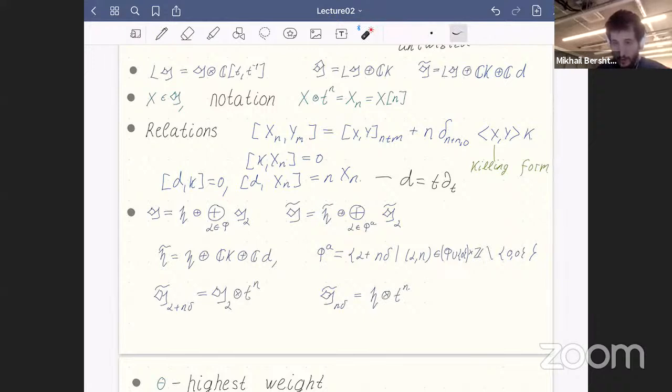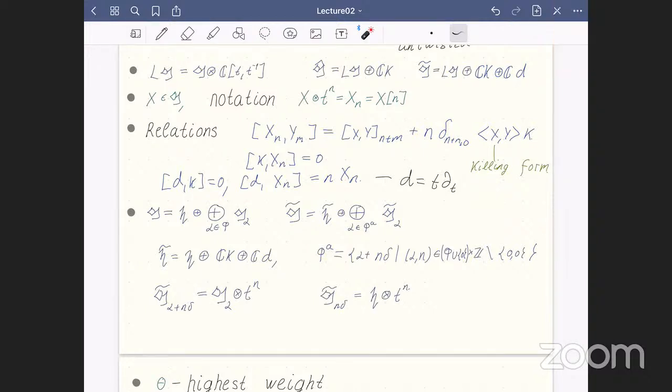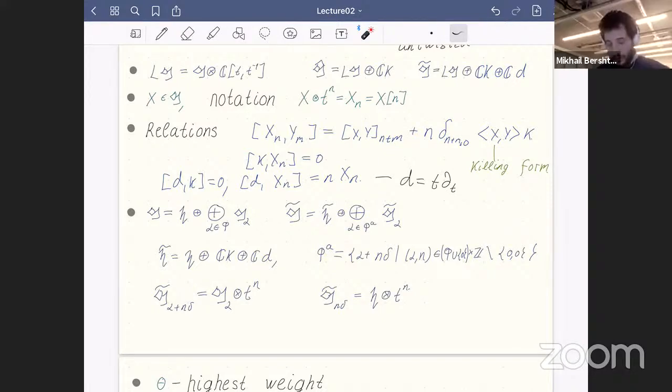Any questions? What should be clear now is that indeed we have such equality. So any element of G tilde is a linear combination of the Cartan part plus such weight spaces. Okay. No question.